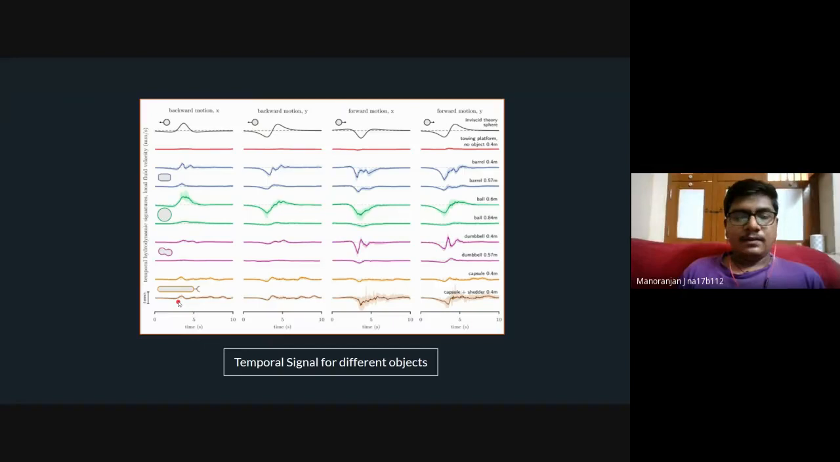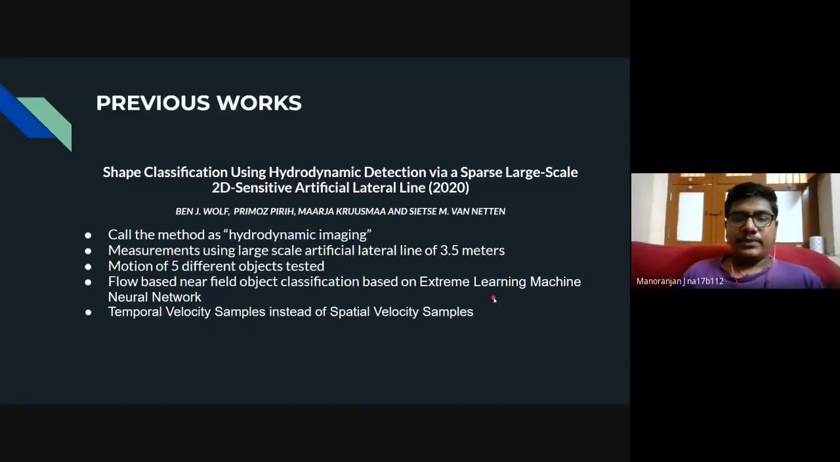They use something called an extreme learning machine neural network, which has a single input layer, a single hidden layer, and an output layer. They claim that it is faster, and this serves their purpose.